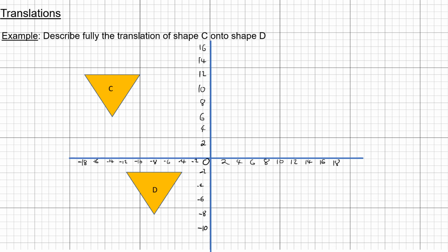To do this, I could look at 2 corresponding corners of each shape, corners that I know are going to get mapped onto each other, and look at how far I've had to go to the right and then down to get from C to D. So to get from the corner on C, I've gone 1, 2, 3, 4, 5, 6 to the right, and I have to go from here, which is at y coordinate 6, all the way down to y coordinate minus 8. Now 6 take away 14 is minus 8. So I've had to go according to the vector 6, minus 14.